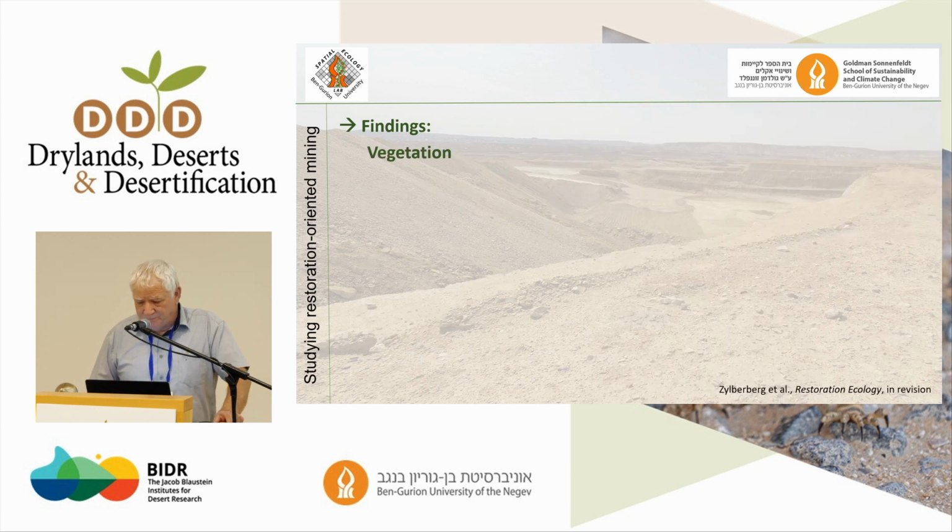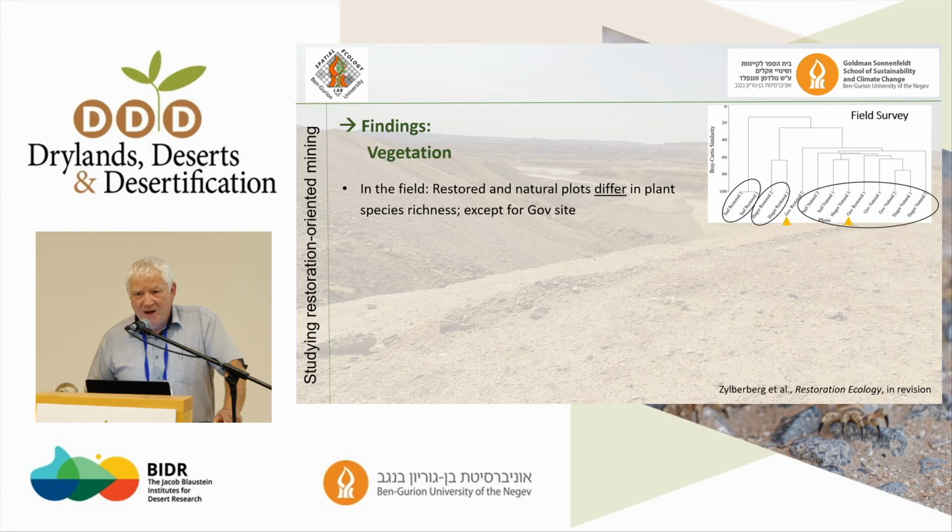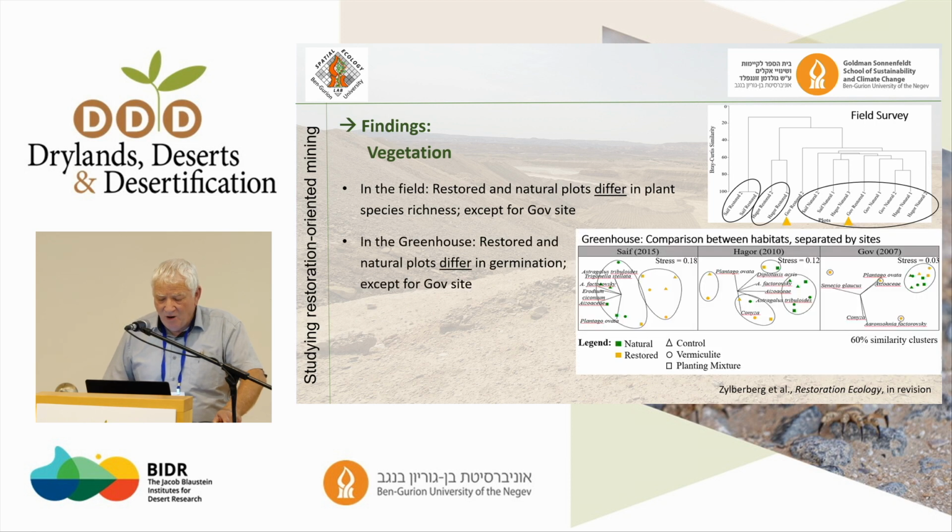With respect to vegetation, this is the work of Tom Zilberberg. Tom, you can raise your hand, okay? In the field, when Tom looked at restored and natural plots, they differ in plant species richness, except for the GOV site, and you can see in this cluster analysis to the right that GOV plots are actually nested within some of the natural plots.